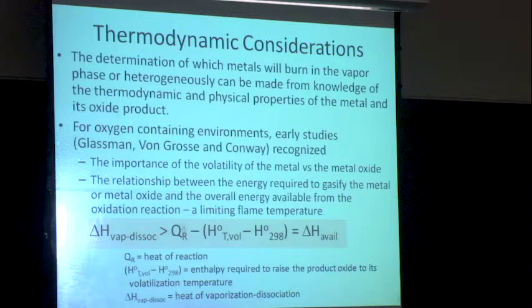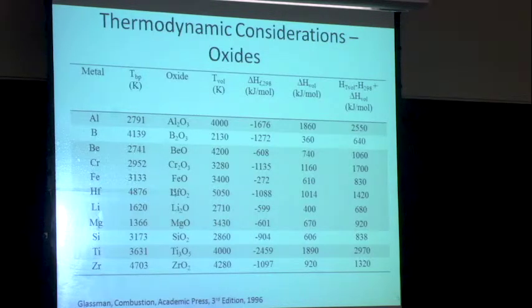So if I take the difference between the heat of reaction and the amount of sensible energy required to raise the product to its volatilization temperature, I get the amount of energy available. If this energy available is less than the latent heat of vaporization, or the amount of energy required to dissociate the final product, then I'm going to end up with final product in my system in the condensed phase. And what that's going to do then is limit the flame temperature, much like a phase change, like boiling of water.